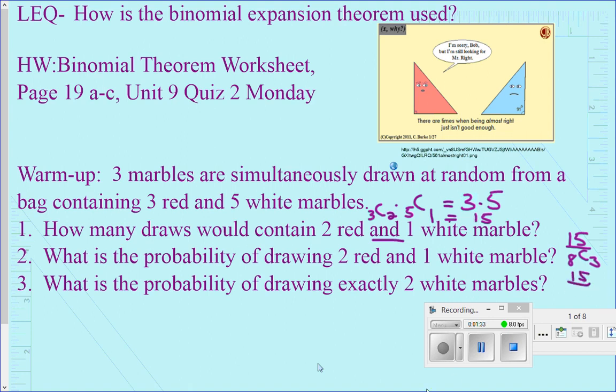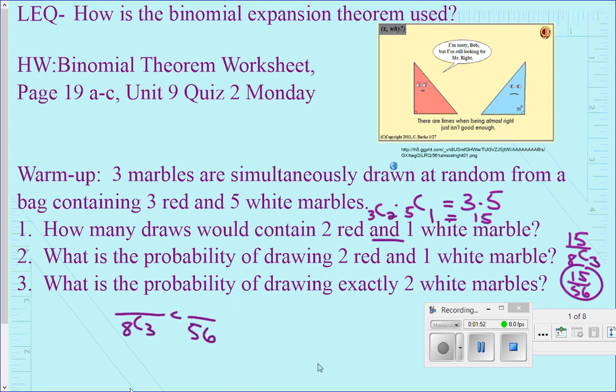When you type 8C3 in your calculator, you're going to see that that's 56. So 15/56 is the answer for number 2. Number 3, I'm going to keep that 8C3 because that's still the total. So I'm going to keep that 56.